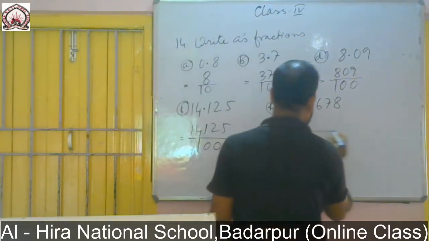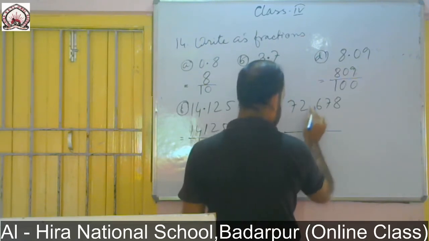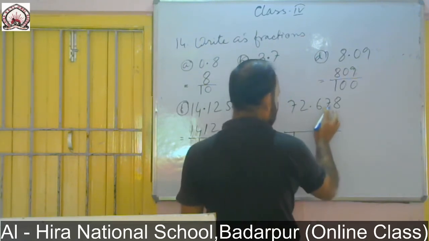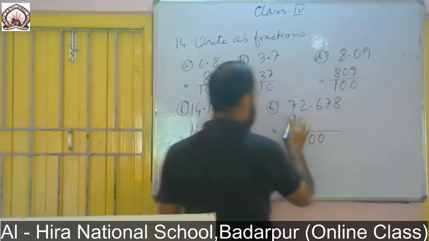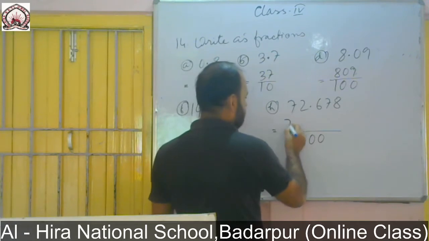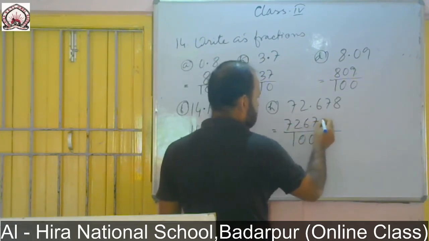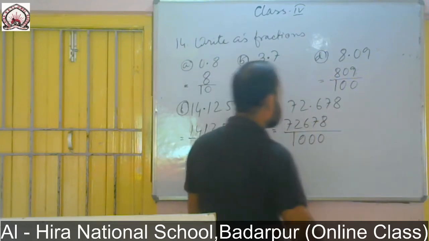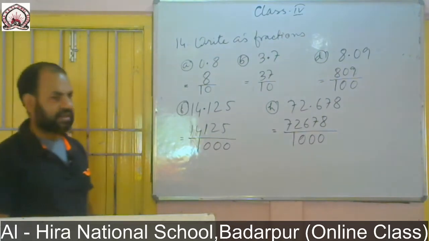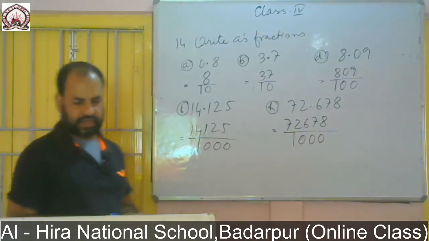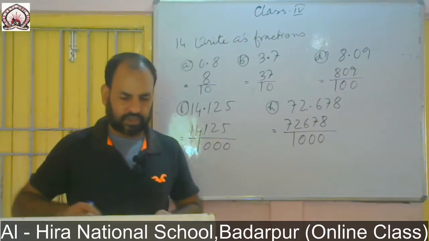72.678. So here the decimal fraction: in place of point we give 1, and 1, 2, 3 digits, so we give 1000, and here upper we write leaving the point, then it is 72,678/1,000. Next, question number 15.